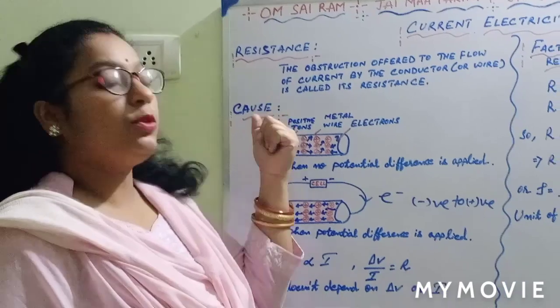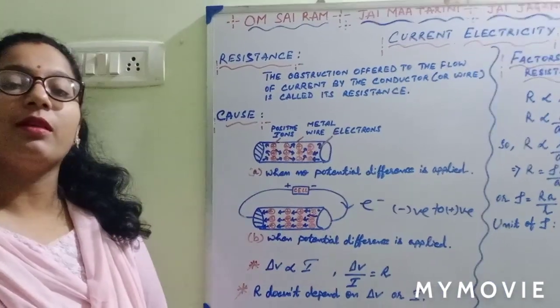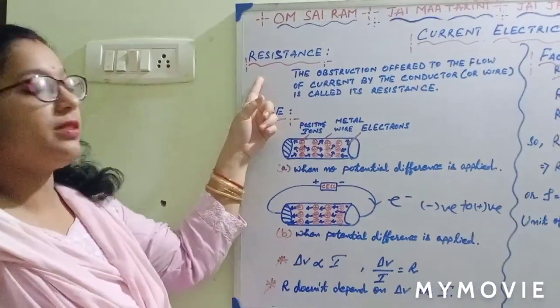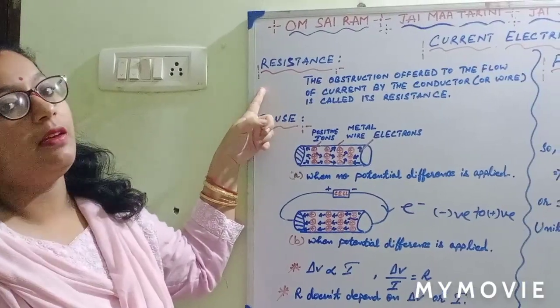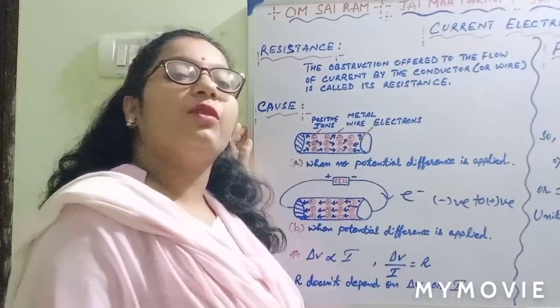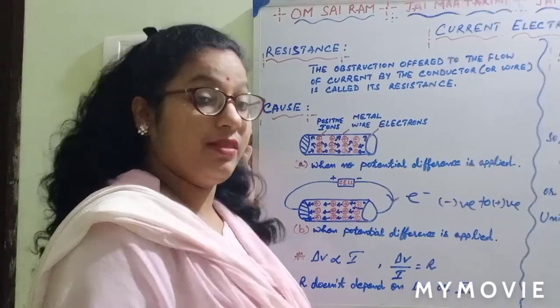We had discussed Ohm's law in my last video lecture. Today we'll talk about how, in Ohm's law, we used resistance as the constant of proportionality. Today we'll learn what resistance is and where this resistance comes from. What is the cause of it?